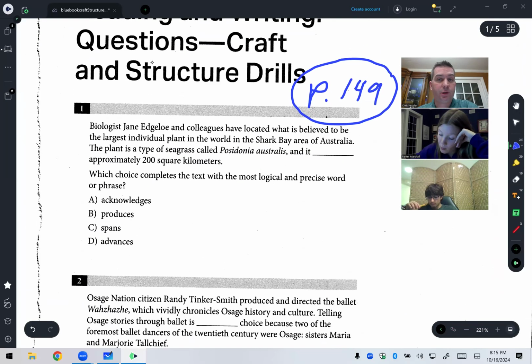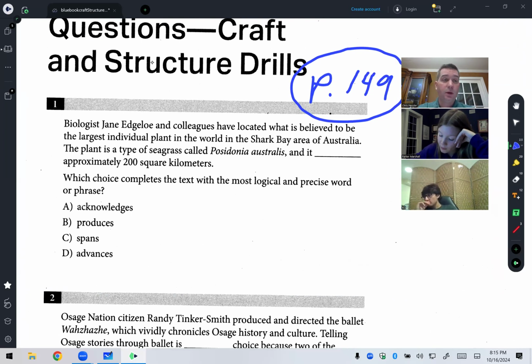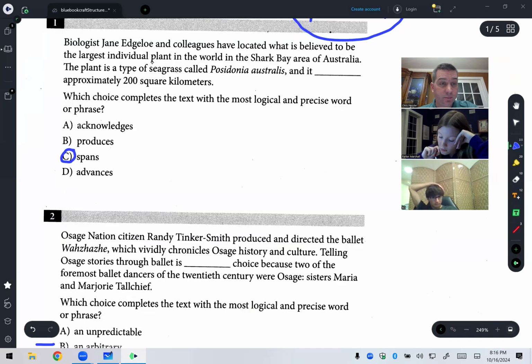All right. So just to fill in the blank question, we just read the words back into the blank. Biologist Jane Edgelow and colleagues have located what is believed to be the largest individual plant in the world in the Shark Bay area of Australia. The plant is a type of seagrass called Posidonia australis, and it spans approximately 200 square kilometers. That one makes perfect sense. If you were to read in any of those other words, we would have gibberish. So read the words back in. They're starting off pretty easy.